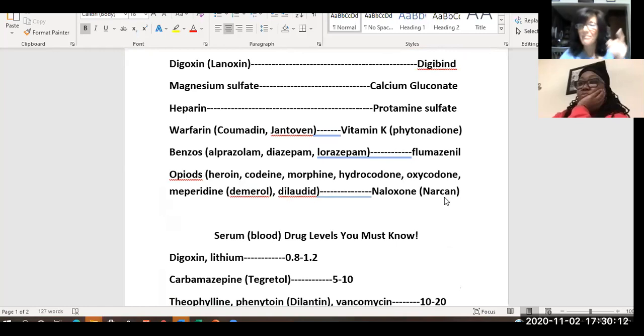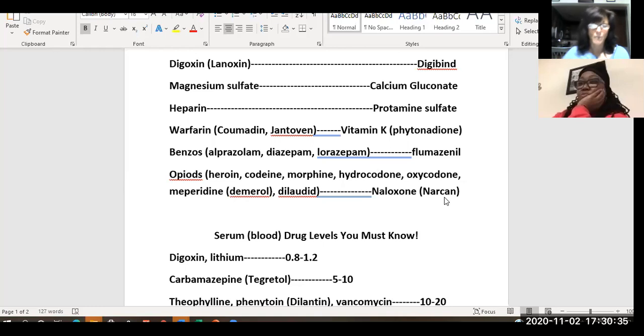And the Board of Nursing loves to give you a question along the lines of, your patient's got an INR of 5.2 and they're on warfarin. What do you anticipate the doctor will order? And they're going to give you as possible answers, protamine sulfate and vitamin K, and then two others. So you need to make sure that you know that it would be the vitamin K that they would get.